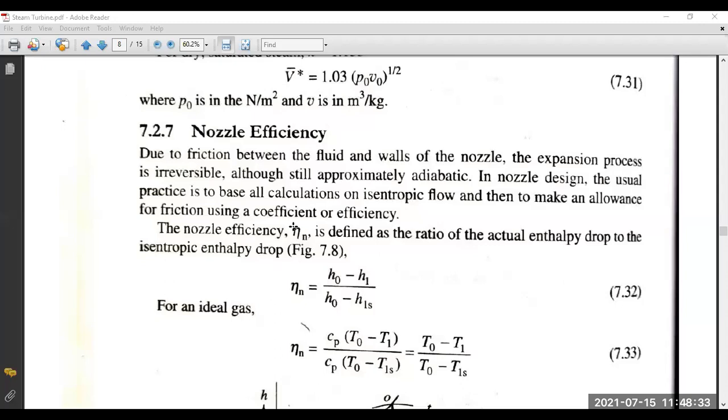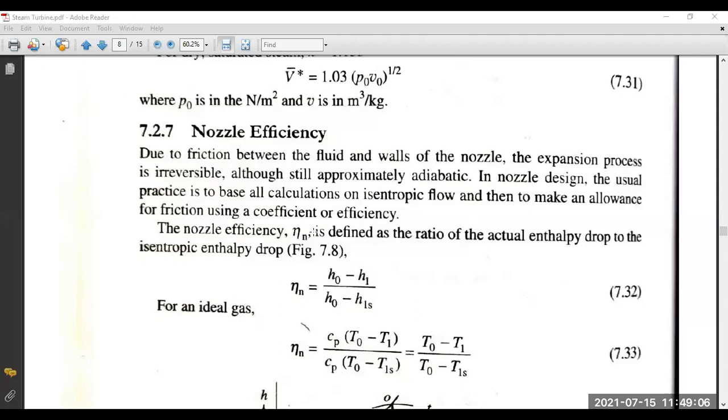The actual velocity at the exit from the nozzle is V1, and the velocity at the exit where the flow through the nozzle is isentropic is V1 dash itself. Next, we are going to the velocity. We are interested to know the velocity because we want to impinge the steam at high temperature on the blade of the nozzle itself. The actual velocity at the exit of the nozzle is V1, and the velocity at the exit when the flow is isentropic is equal to V1s.